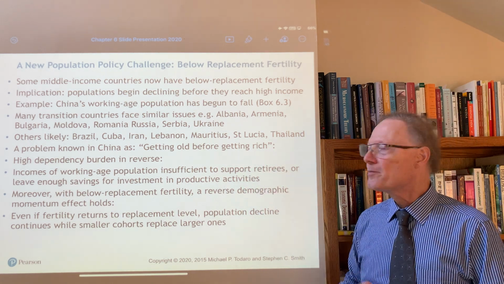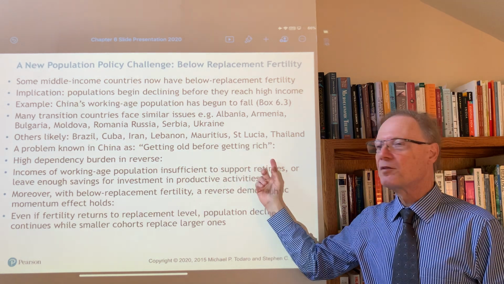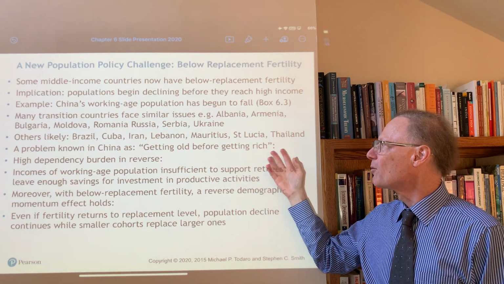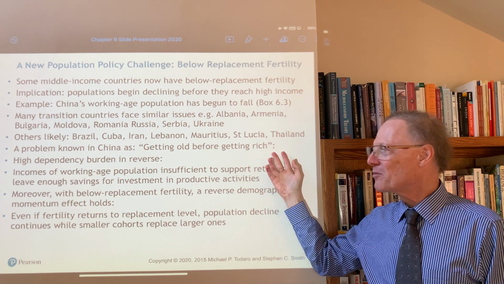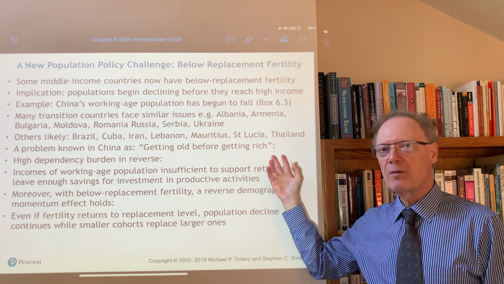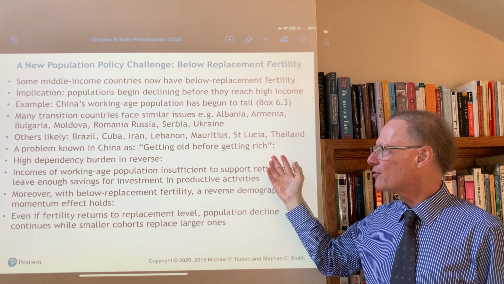In China, the situation is known as the problem of getting old before getting rich. But that's a kind of general way of applying the problem for all countries. It's a kind of slogan or bumper sticker about this question. What does one do in such cases?